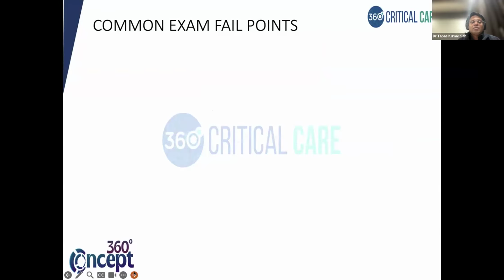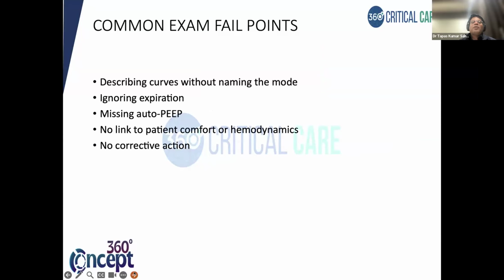And you will be thinking that yes, you have got the gold medal. Now, common exam fail points. When you are talking about gold, you should also look at the coal. Describing curves without naming the mode, ignoring expiration, missing the basic things like auto PEEP, some of the standard maneuvers you are not knowing, you are not confident, low link to the patient comfort or the hemodynamics, and you have not discussed how you are going to take corrective action. This is something the examiner would not take 5 seconds to fail you for.